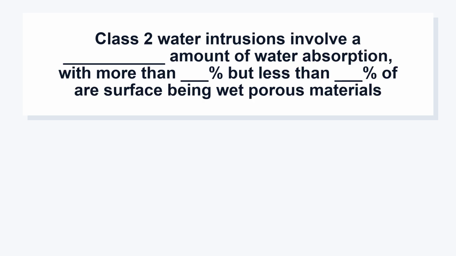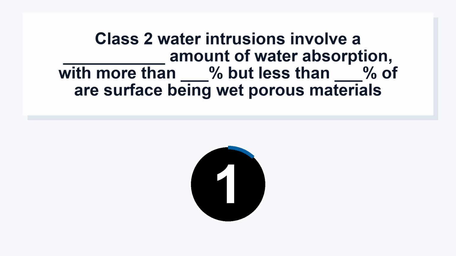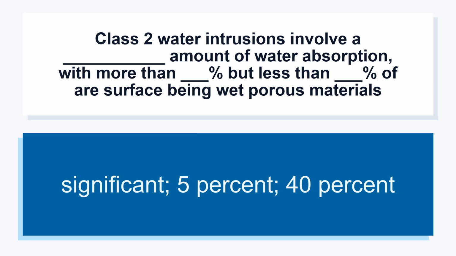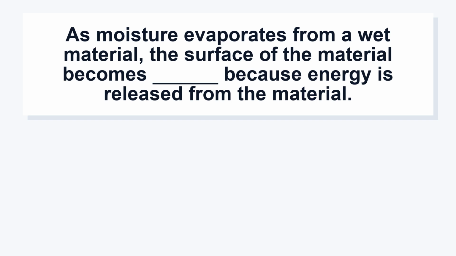Class 2 water intrusions involve a significant amount of water absorption, with more than 5%, but less than 40%, of the surface being wet porous materials. Significant, 5%, 40%. As moisture evaporates from a wet material, the surface of the material becomes cooler because energy is released from the material.